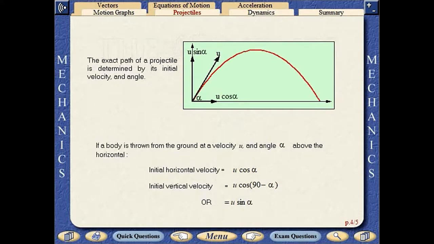The exact path of a projectile is determined by its initial velocity and angle. If a body is thrown from the ground at velocity u and angle alpha above the horizontal, the initial horizontal velocity is u cos alpha, and the initial vertical velocity is u cos(90 minus alpha), or u sin alpha.